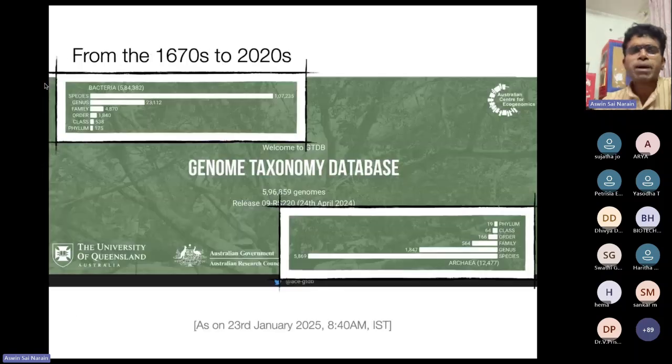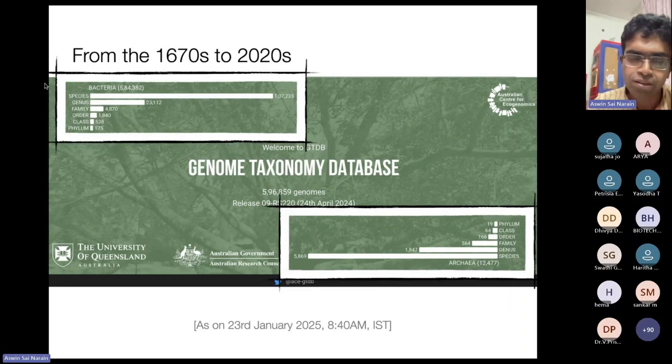Now, numbers apart, what have we learned from all these genomes? At the end of the day, you have the technology to do something, and we keep doing more and more of it. Then one can ask, why am I doing all this? What am I getting out of this? And that's what I want to talk about in the next some minutes.